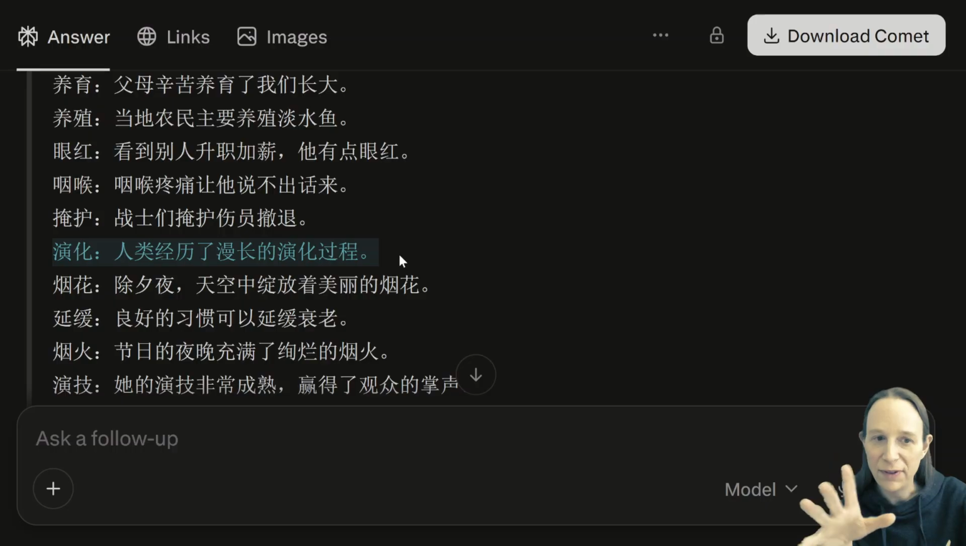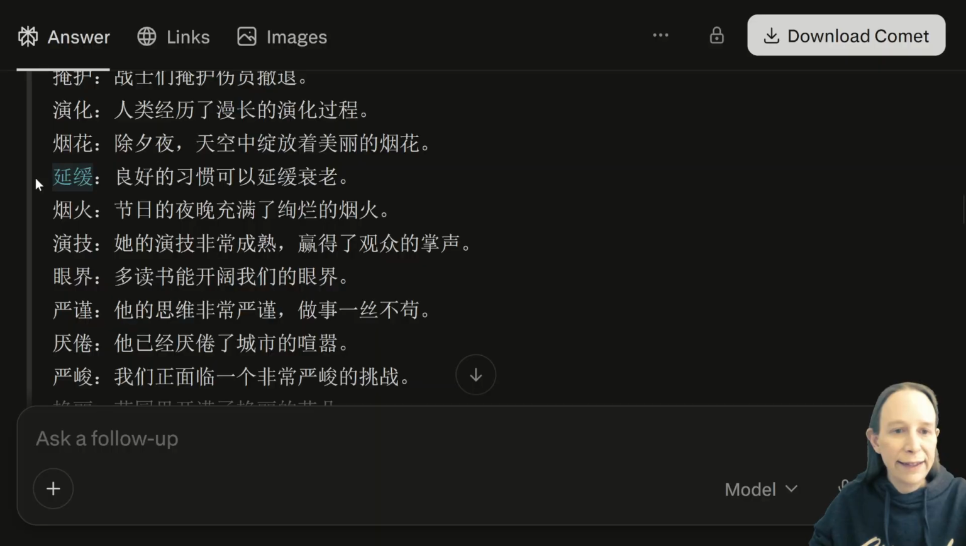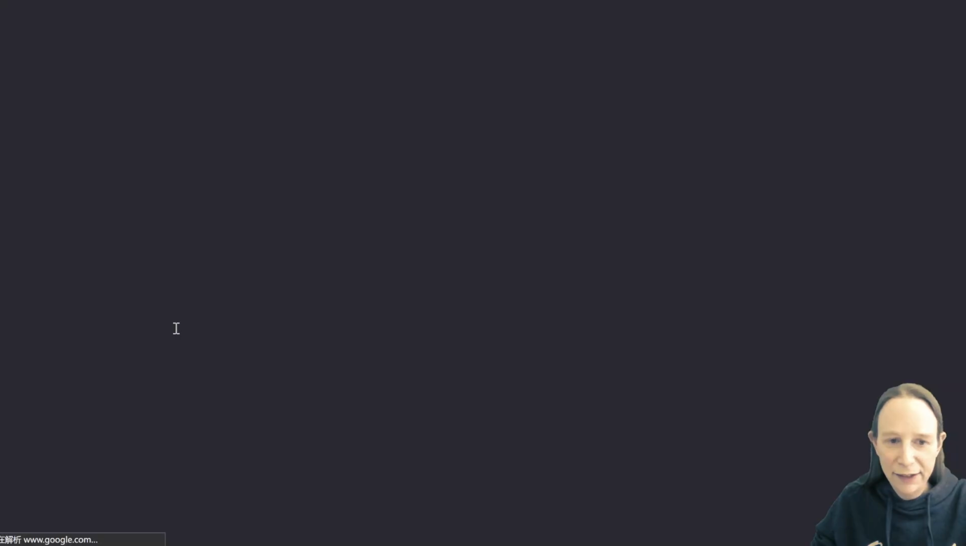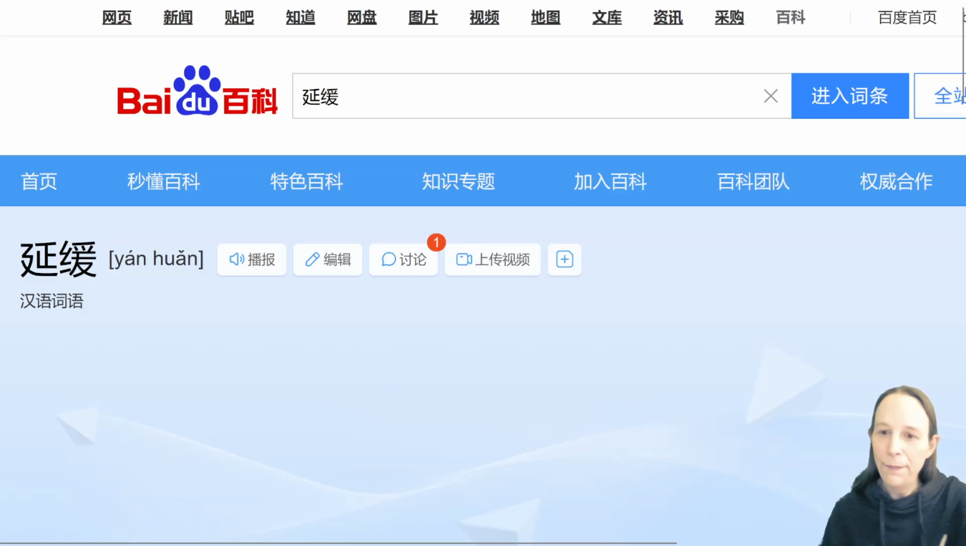They're both verbs, right? 演化 or 进化论 is the theory of evolution. So 进化 is evolution. But I think it's a verb as well, or at least people use it as a verb. Yeah, so 延缓 is not in my dictionary, so I'll have to do the old googly foo.